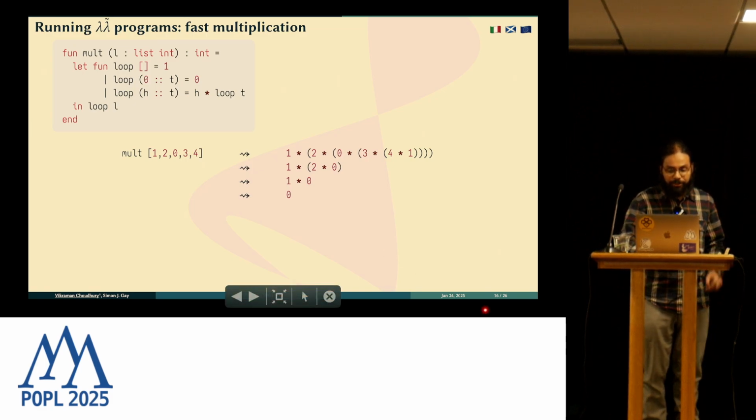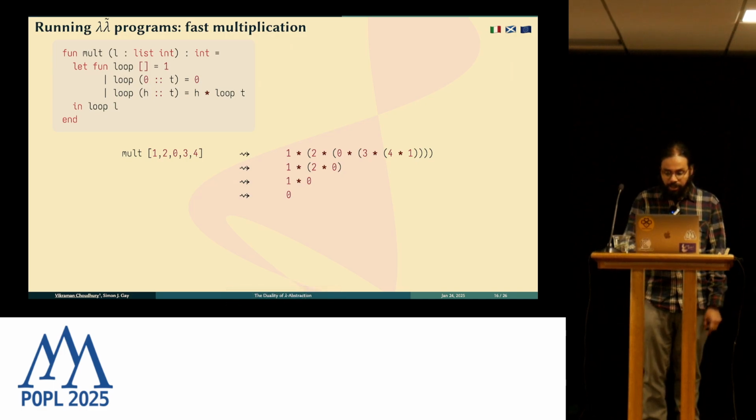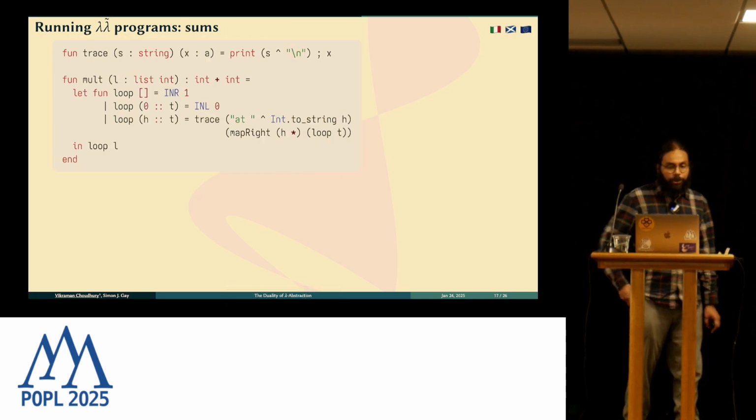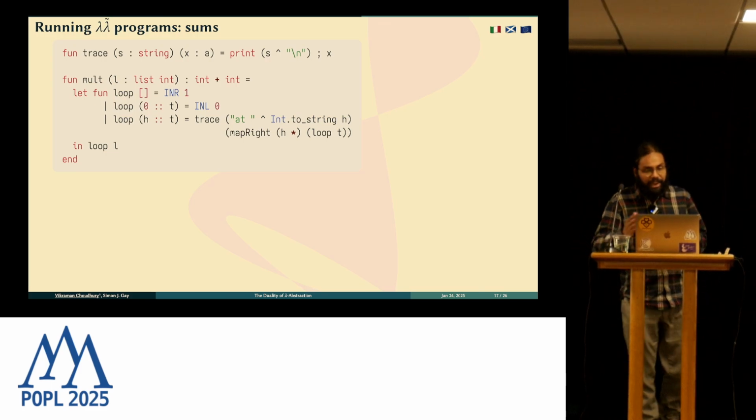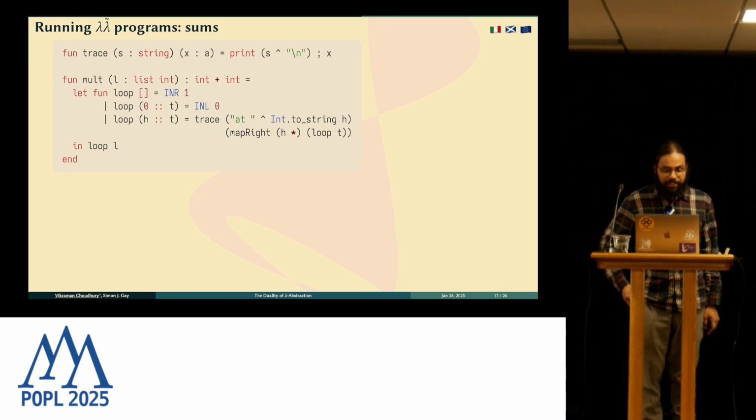But that's not good enough, right? Because it's still going to do multiplication on the right of the 0. Okay, now if you have intuitionistic sums, you can actually say, okay, it's an exception, right? So if I have a 0, I'm going to move to the left. So you say int plus int, but if it's a 0, you do in left 0. And if it's otherwise, you just keep mapping things on the right.